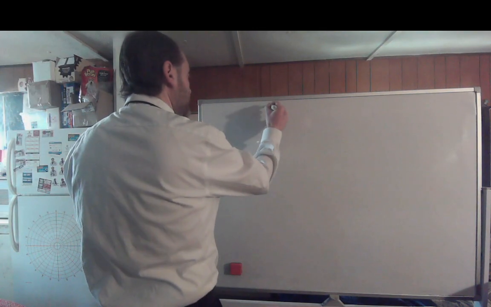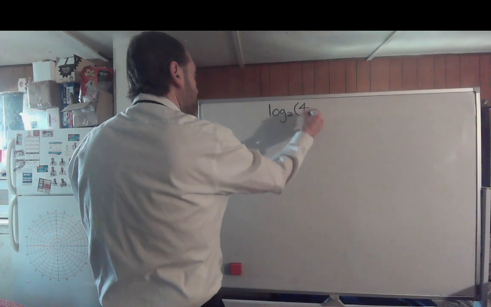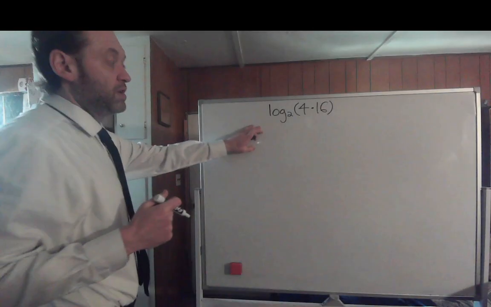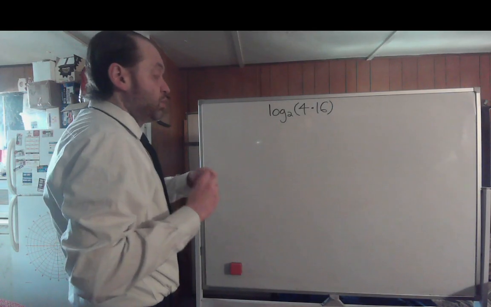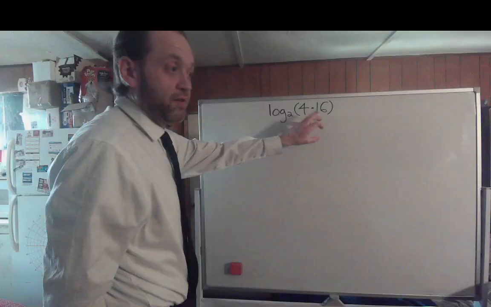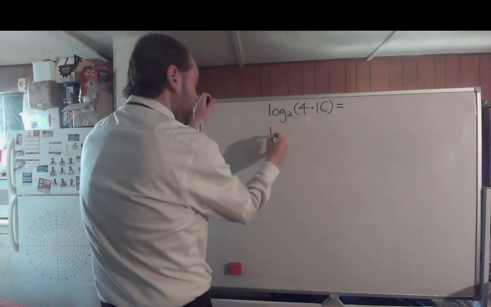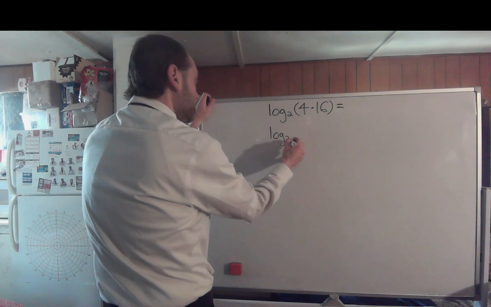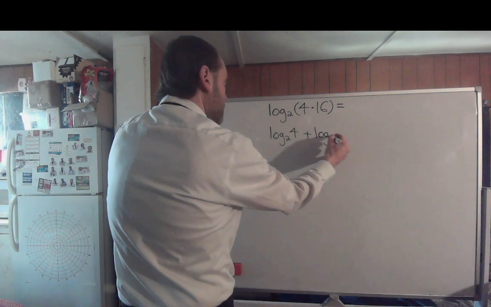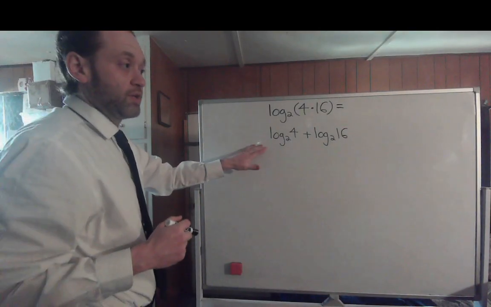So let's say you have something like log base 2 of 4 times 16. So we have log base 2 of 4 times 16. Well, inside of what you're taking the base of, you have a product. So we can use the product property of logarithms to make this log base 2 of 4 plus log base 2 of 16. We were able to separate those with the product property of logarithms.